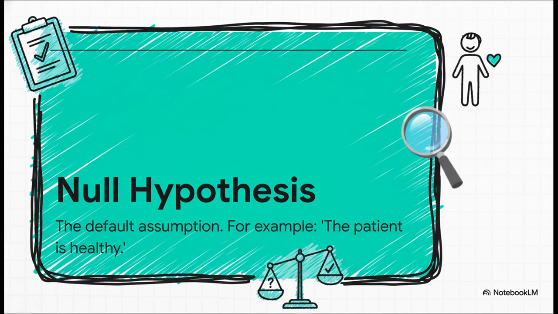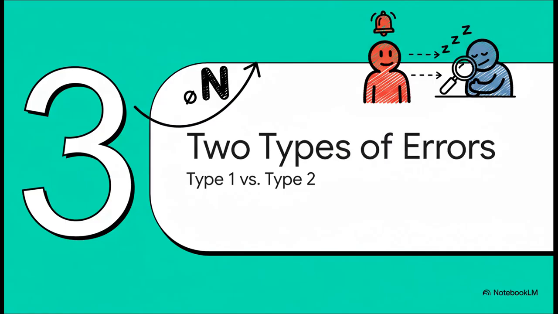So going back to our medical test example, the null hypothesis isn't that you're sick. It's that the patient is healthy. We assume health until that test gives us some seriously strong proof otherwise. Okay, so now that we've got our baseline, our null hypothesis, we can bring out the 2 main characters in this whole story, type 1 and type 2 errors.